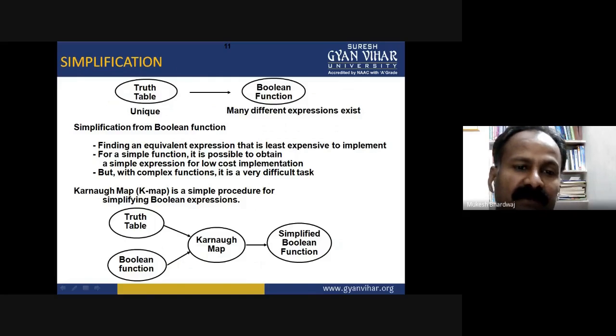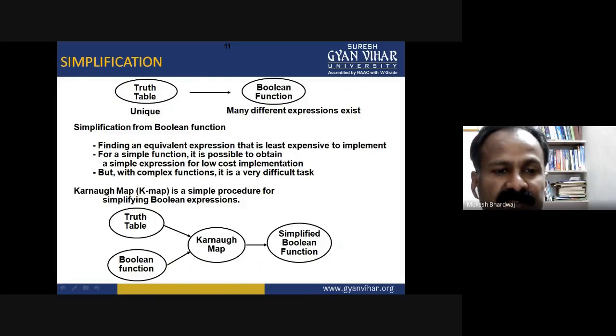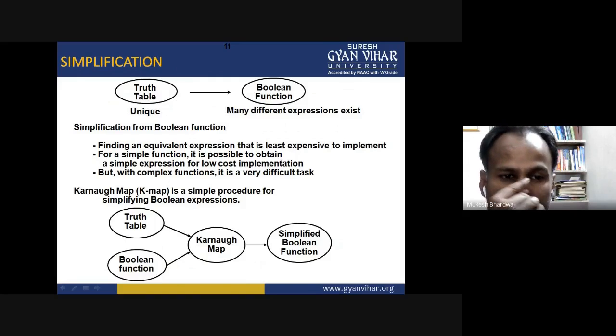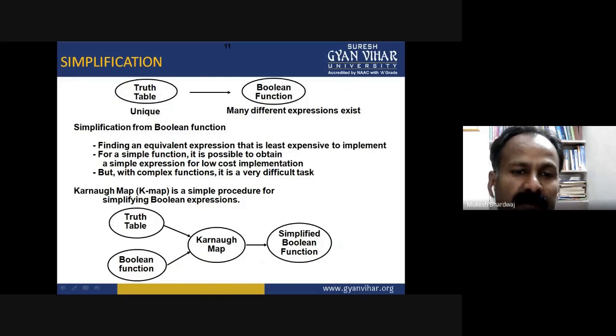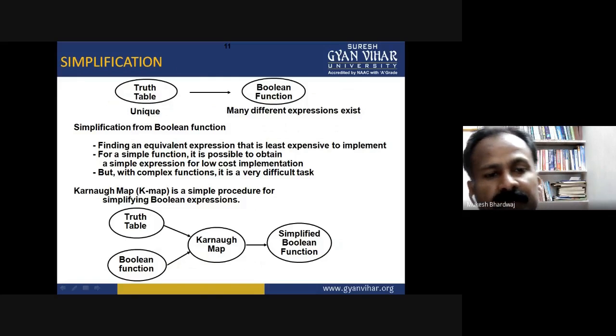For a simple function, it is possible to obtain a simple expression for low cost implementation. But with a complex function, it is a very difficult task. K-map is a simple procedure for simplifying Boolean expressions. From a truth table or Boolean function, we can make a K-map, and the K-map gives the simplified Boolean function. K-map is basically a technique to reduce the Boolean function.